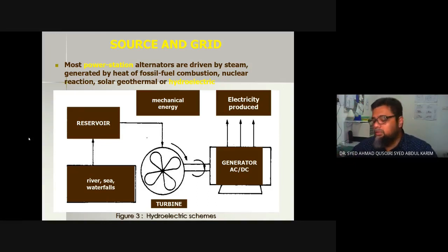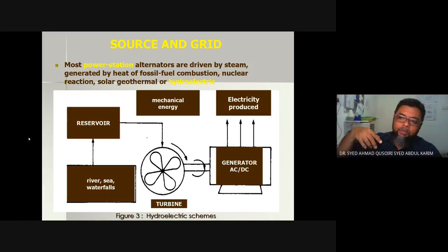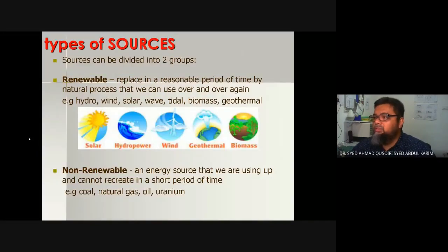Another one is using wind. So wind turbines dan sebagainya pun menggunakan tenaga keupayaan from the wind directly untuk menggerakkan alternator. However, this more green type of technology cannot produce as much electricity as the previous methods. Dan since it's quite high tech, so cost pelaburan dia agak tinggi. From there, we can divide the sources into two groups. We have renewable sources and non-renewable sources.